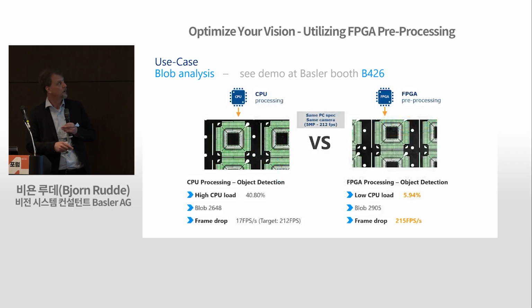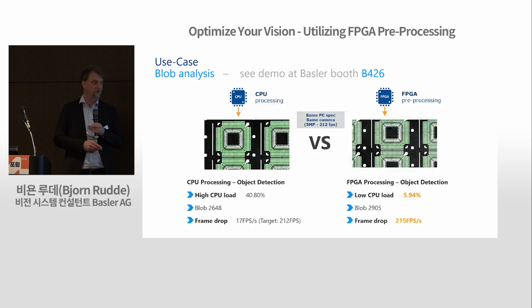The last example now is the blob analysis I already mentioned in the battery demo. And here we see a comparison between CPU and FPGA processing. So while we have a high CPU load and we can only process 17 frames per second of this 5 megapixel camera in the CPU, on the other hand, when we look at the FPGA, we reach the full target bandwidth of 215 frames per second while having nearly no CPU load. So here you see directly the benefit in numbers regarding the performance. It's 17 frames per second versus 215 frames per second that can be reached.